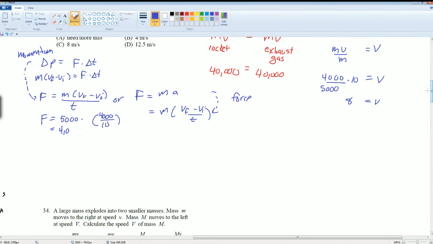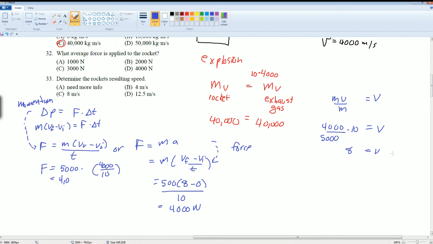So here, the mass becomes 5,000. V final is 8, V initial is 0, time is just 10. This should get you 4,000 newtons. Okay, this is the new velocity.